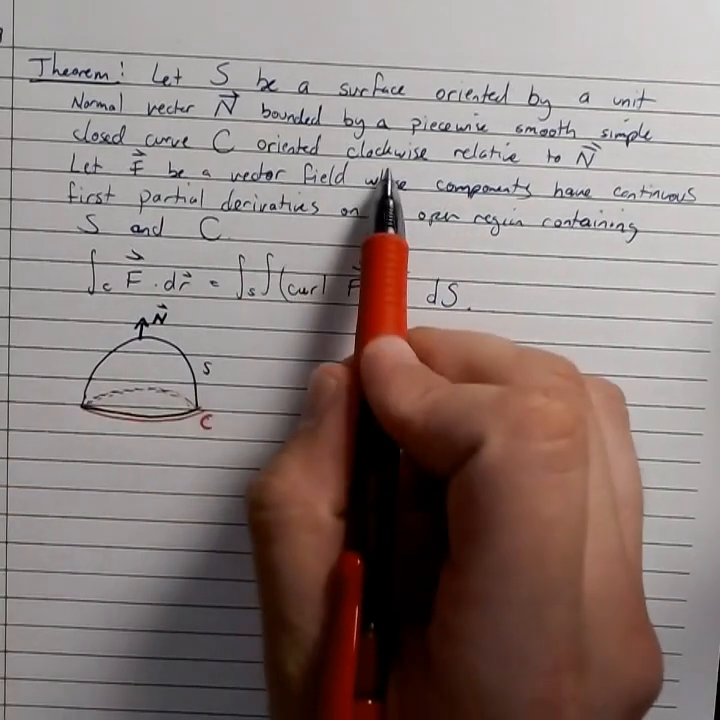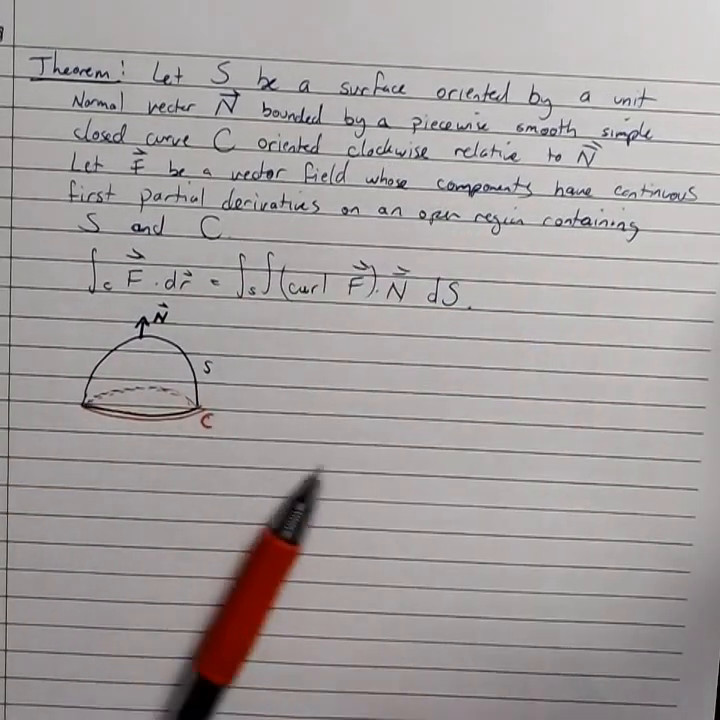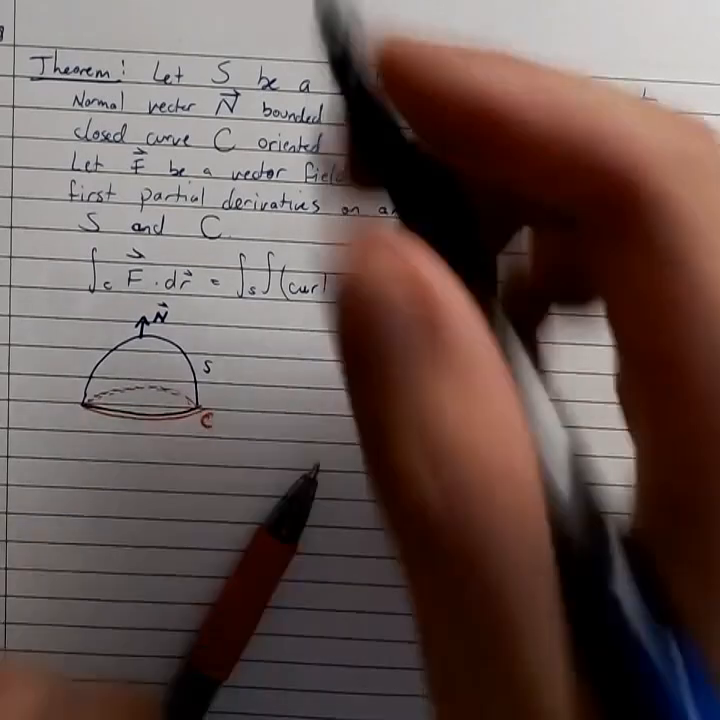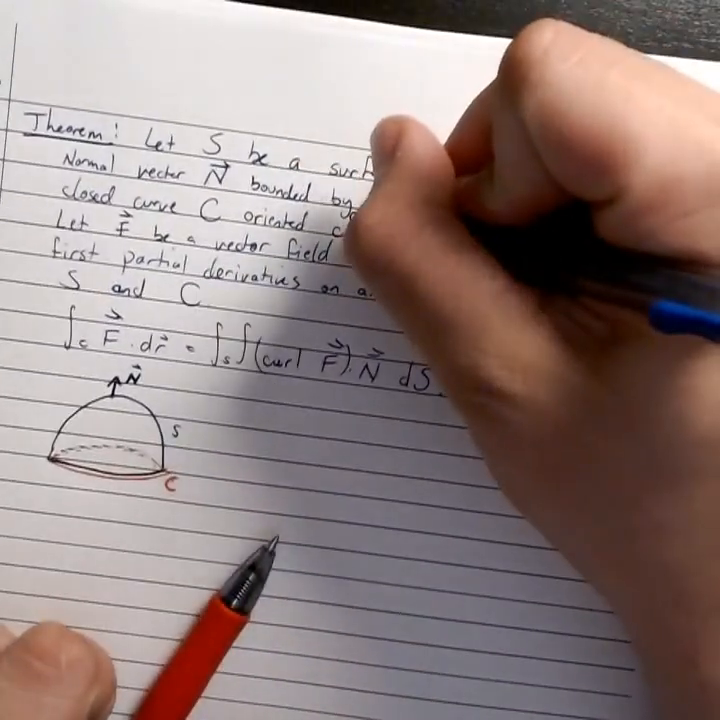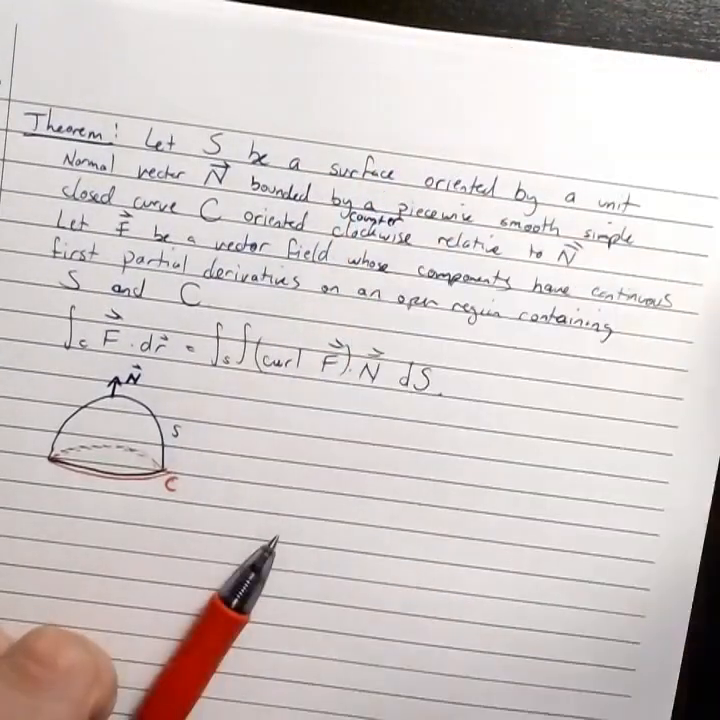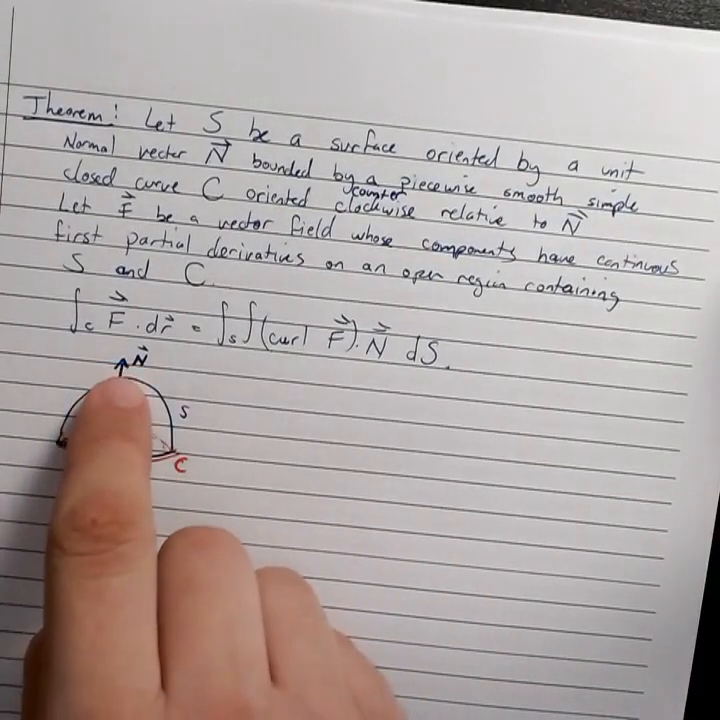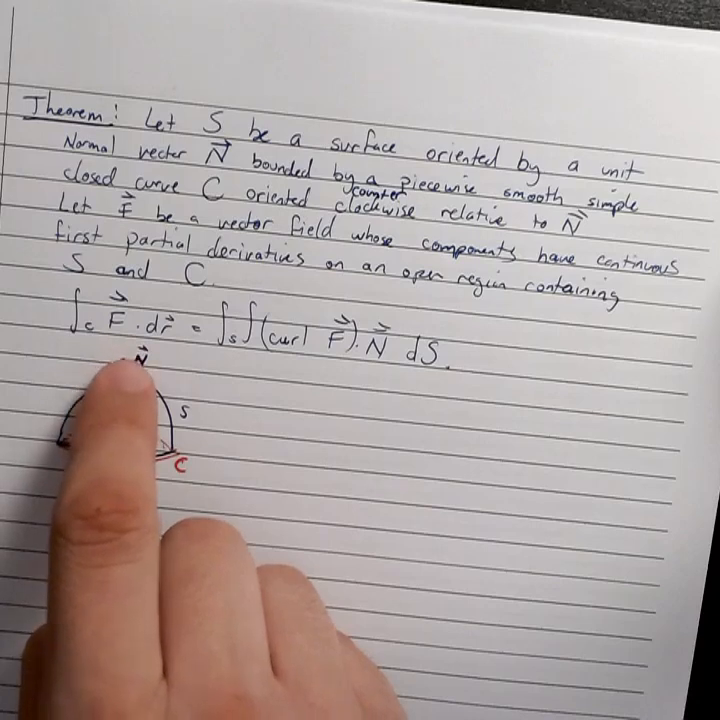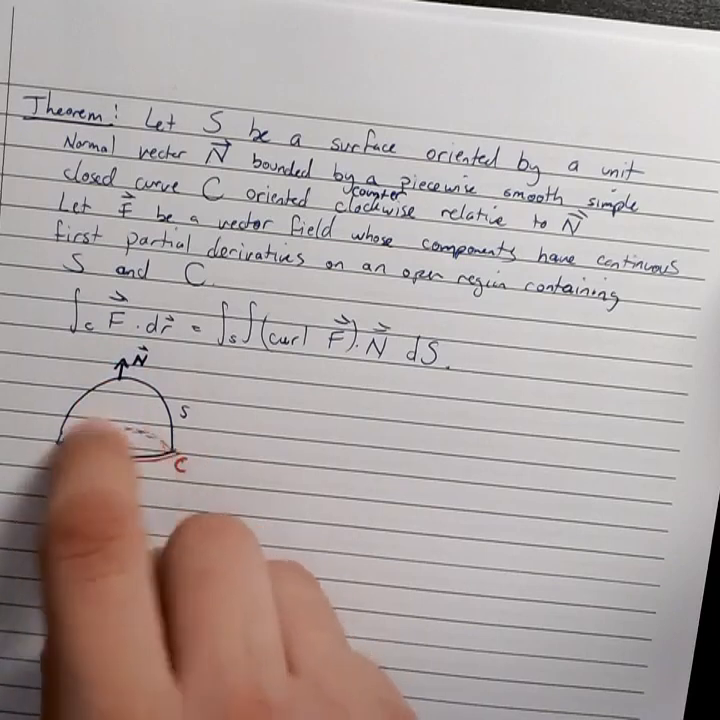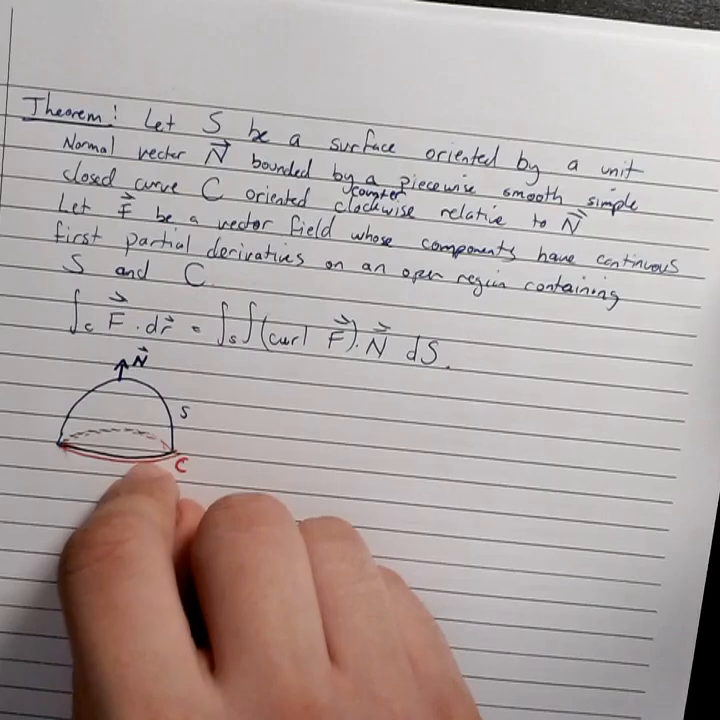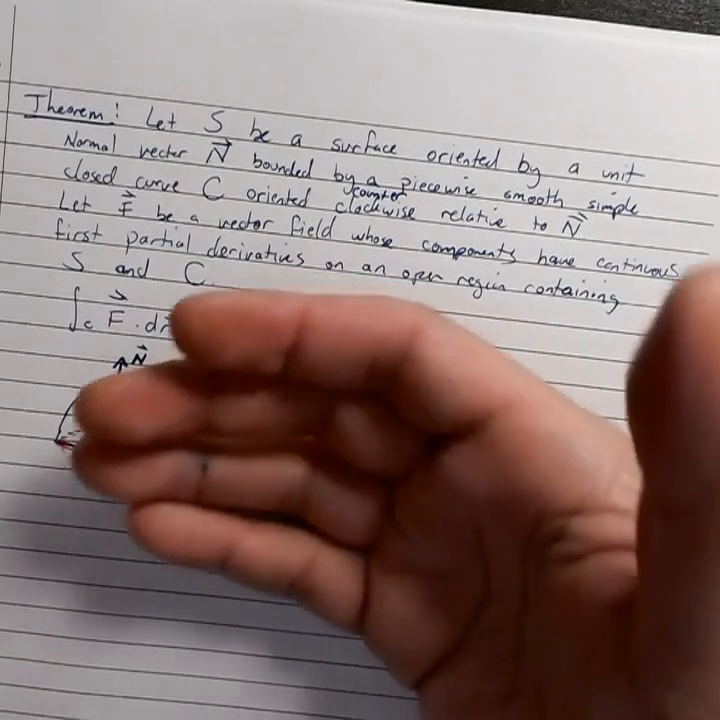C is oriented, that should be counterclockwise relative to n. What that means is, if you were standing up here and looking down, you should see this rotating counterclockwise. Another way of doing this is with what's called the right-hand rule.